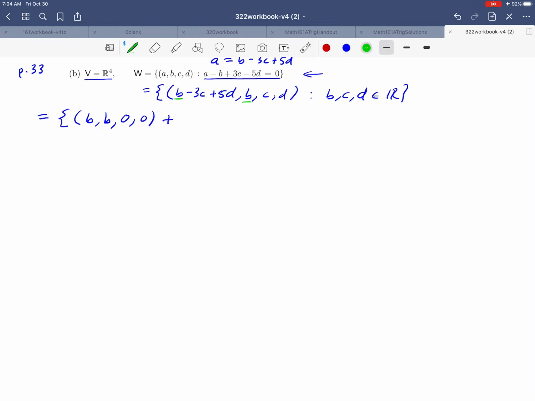Then we move on to the c's. Notice that there's a minus 3c and a c, in the first and the third coordinate. So negative 3c in the first coordinate, no c's in the second coordinate, a c in the third coordinate, and no c's in the last. And then finally, what about the d's? Well, we've got a 5d in the first coordinate and a d in the last coordinate. So that's going to give us a 5d, no d's in the second and the third coordinate, and then finally a d.